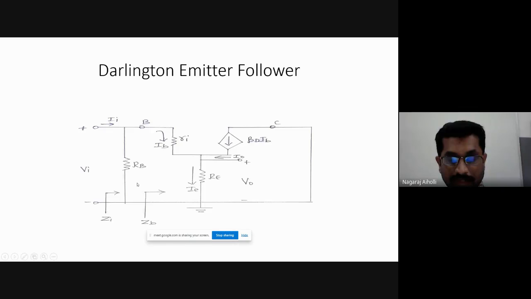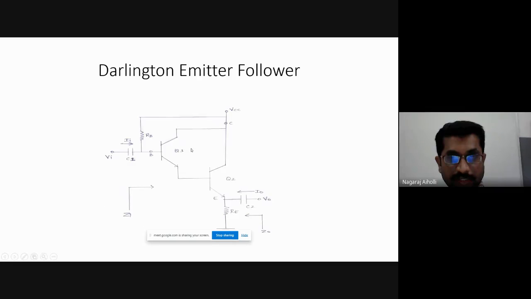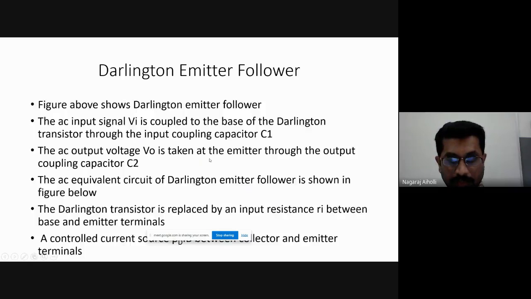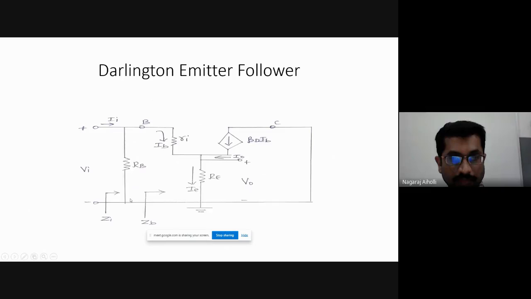If we see here, this is the RB resistance, right? How do you find the AC equivalent circuit? We have to ground the DC voltages, VCC equal to 0. Then capacitors will be short circuit for the AC equivalent circuit. So as capacitors are short circuit, RB will be connected between the base terminal and ground. That is what is drawn here, RB between the base terminal and ground.